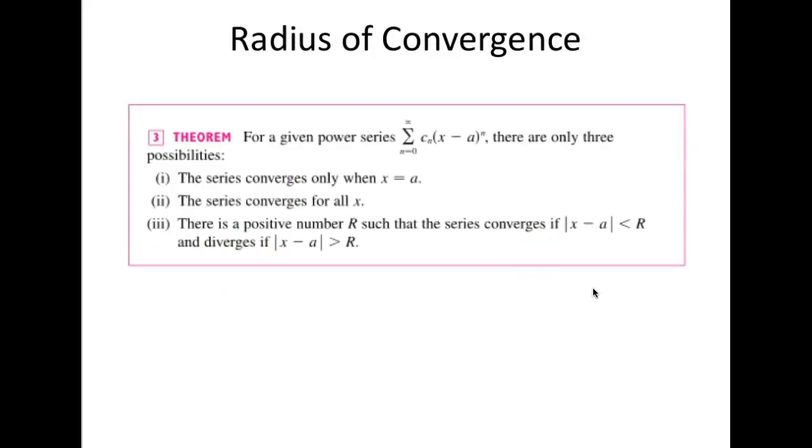All right, we're going to skip the third example. We're going to jump to the definition of radius of convergence. So there are three possibilities for convergence. One, the series converges only when x equals a. We saw that in our first example. Two, the series converges for all values of x. Or three, there's a positive number r that the series converges if absolute value of x minus a is less than r and diverges if it is greater than r. And that value r is called the radius of convergence.